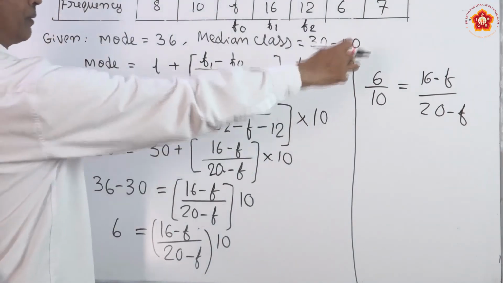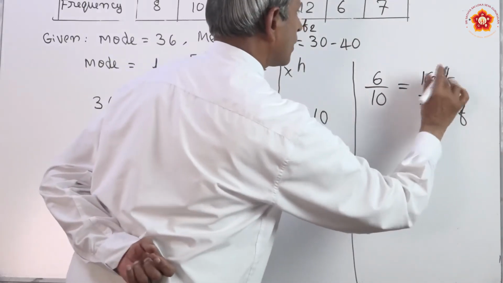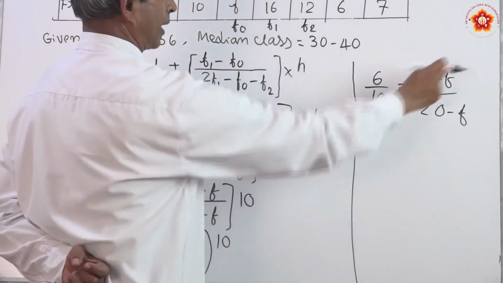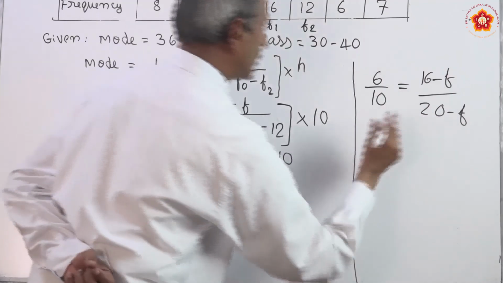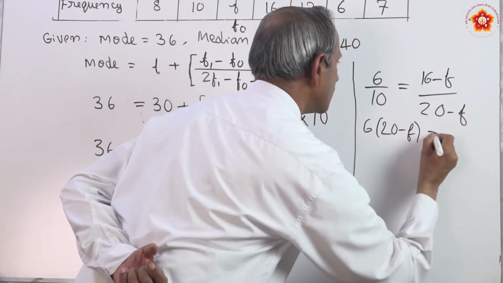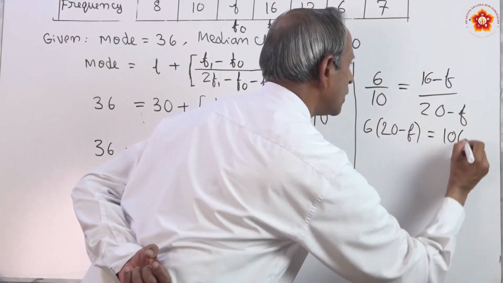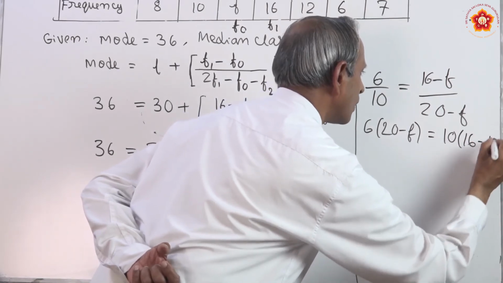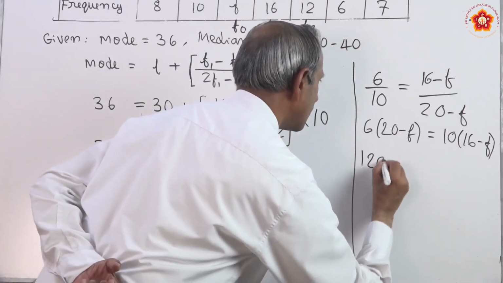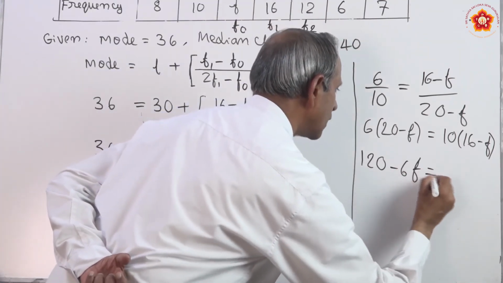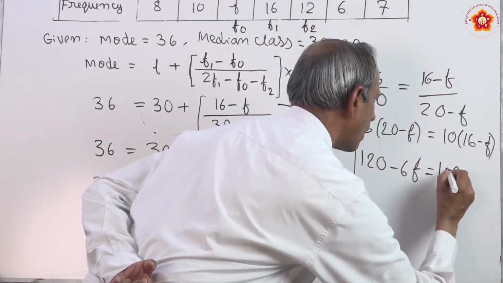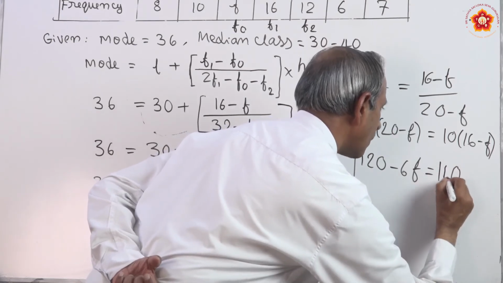Now cross multiply, you will get 16 minus f into 10. You are multiplying like this, cross multiplication. Now 6 into 20 minus f is equal to 10 into 16 minus f. Now multiply 6 into 20, 120 minus 6f equal to 10 into 16, 160. 160 here you will get minus 10f.